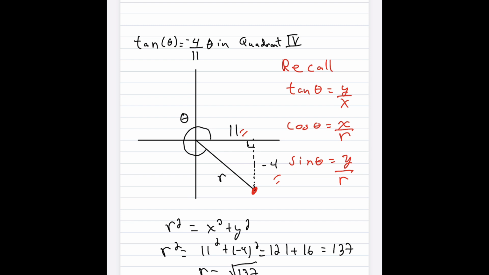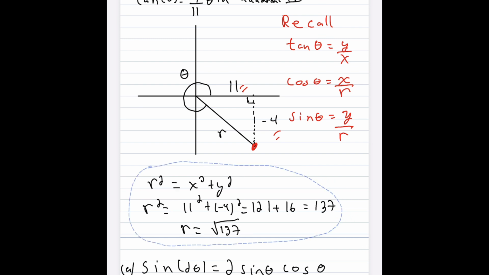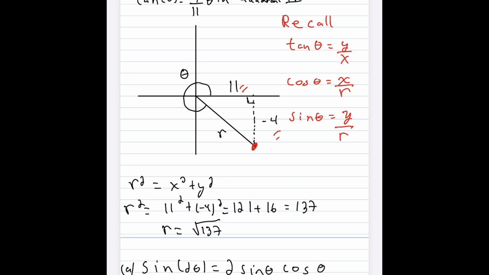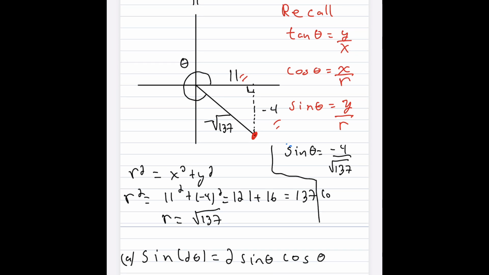All right. So with that being said, we can find out what sine and cosine are, and then we can work with our double angle identities. So let me just move this over here. There's a little bit of space. So sine of theta, and in fact, let me replace the r here with the square root of 137. So sine of theta is y over r, so that would be -4 over the square root of 137. And cosine of theta is x over r, so 11 over the square root of 137.